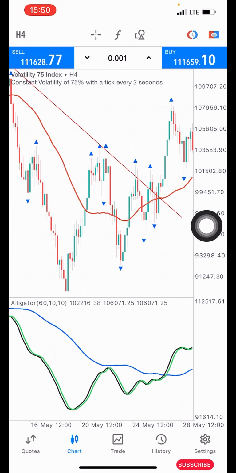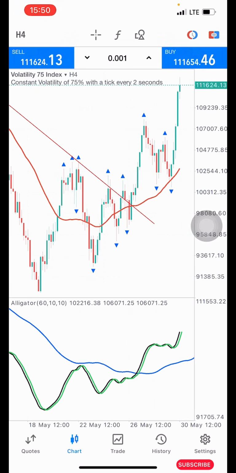Now this is how you make use of it. Once you see the green and black line breaking above the blue line, what you do is that you wait for the retest. All right, you don't just go look for entry immediately, you wait for the retest.